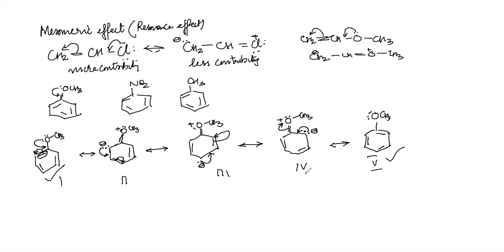Okay. And what is the peculiarity of these structures? 1 and 5 are of equal energy and they are the maximum contributing. 1 and 5 are the most contributing, like you can say 60 to 70% will be these 2, and both will be equally stable. Out of these 3, 2, 3, and 4, this is the most stable one, because this type of structure is known as the quinonoid structure.